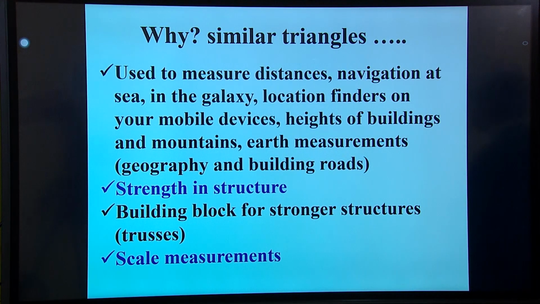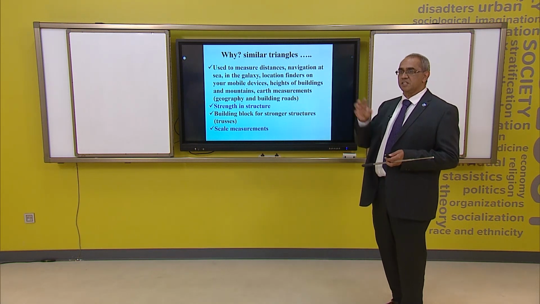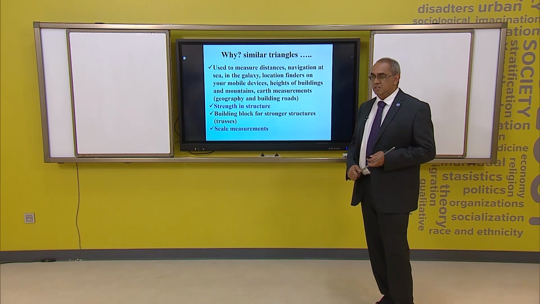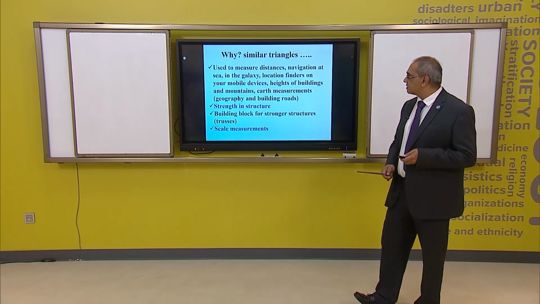And the last thing, well, maybe there are some other uses as well, but one of the things we can use similar triangles for is what we call scale measurements. If I know the size and the property of a certain object, let's say a small bottle, and I scale up that bottle to a bigger size, I would not even have to work out what the volume or the area or the surface area is. I can use a scale factor. And that comes from the knowledge of similar triangles. Hopefully you have an idea of why we study this and where we can apply it.